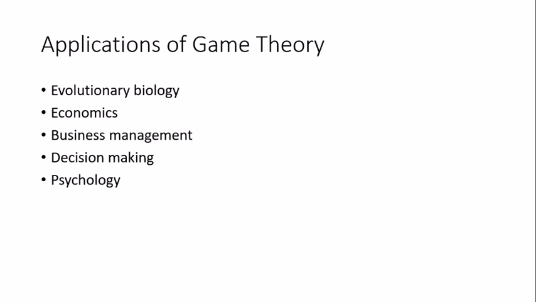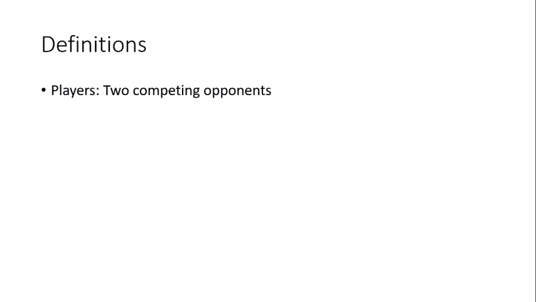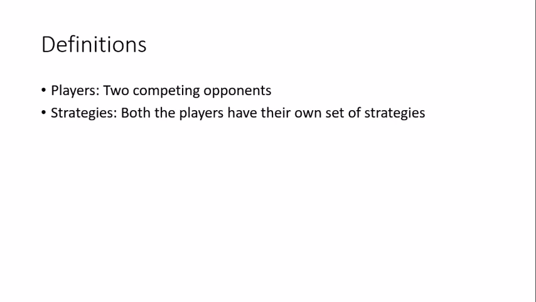So that's all about the motivation why we want to study game theory. Now let's begin with the mathematical part. I have a few definitions here. Players: I have already told you, there will be two competing opponents. Strategies: both the players will have their own set of strategies.